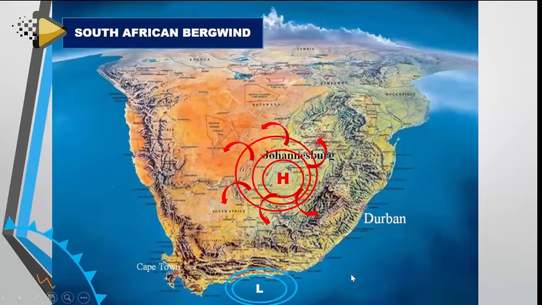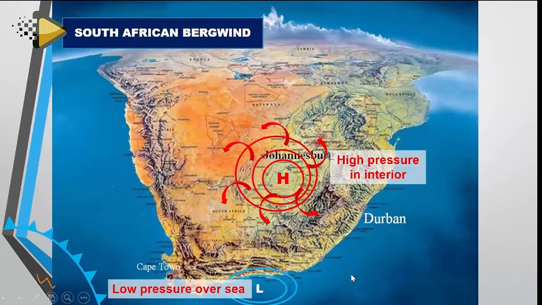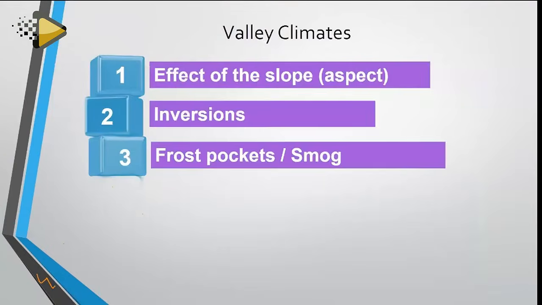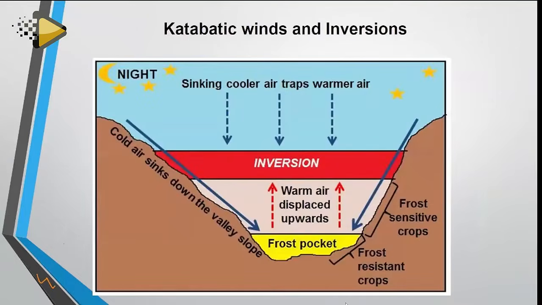Now, this is South African bergwinds that we're talking about that develop in the interior. This is just an animation of the diagram that we have already spoken about. Now we can look at what we call valley climates as microclimate. So what do we have there? We have the development of, now this diagram, which time is represented there, is showing night time. So what happens during night time?